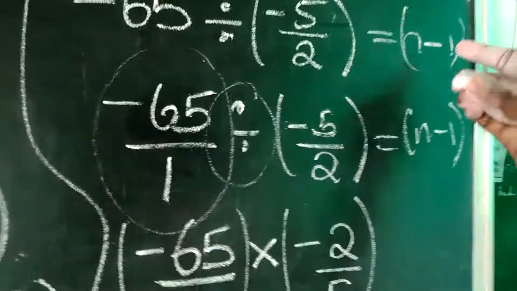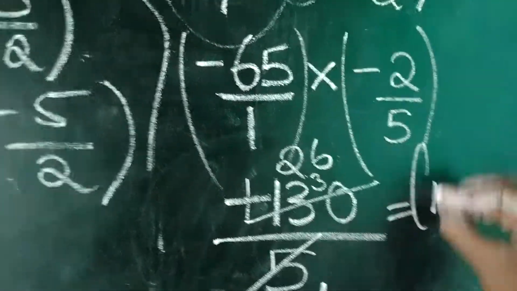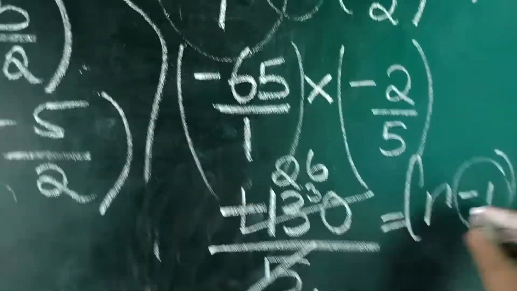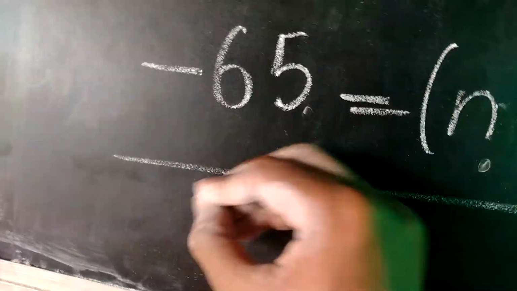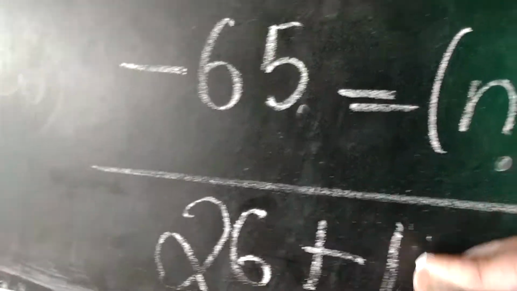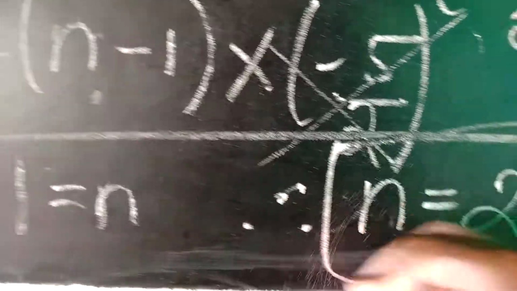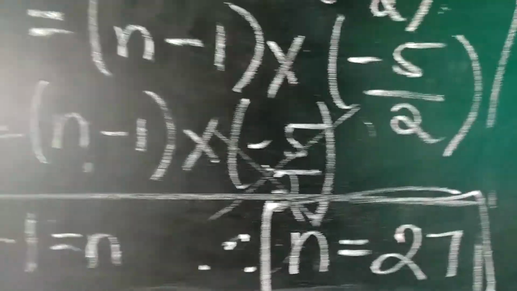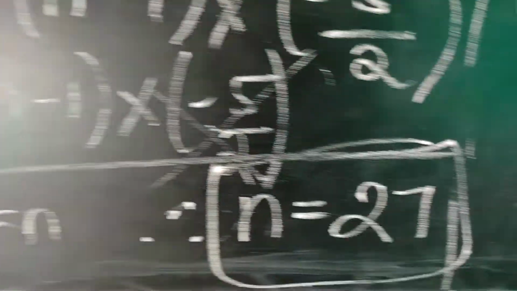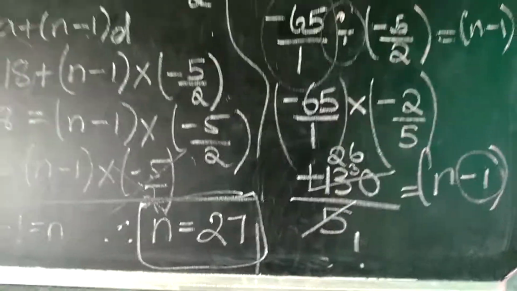So in the RHS we were having n minus 1. So let me write n minus 1. Lastly, shift this minus 1 also towards that side. It will become 26 plus 1 equals n. Therefore, n equals 27. Number of terms are 27. 26 plus 1 is n. So n equals 27. I hope you understood the steps properly.